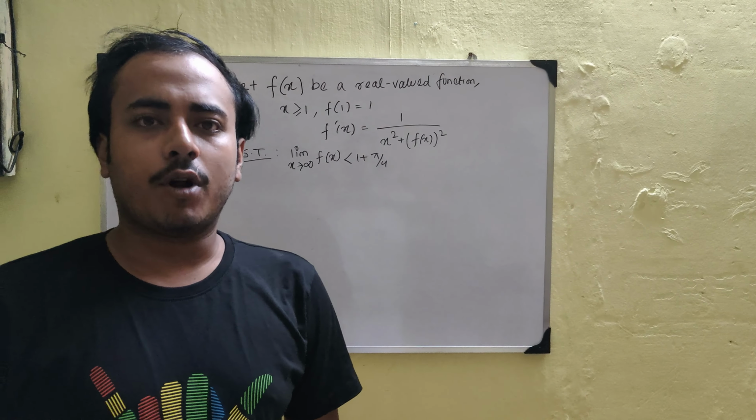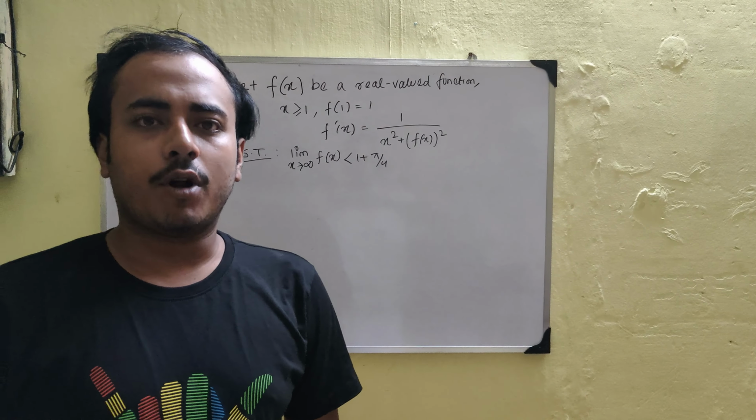Okay, so the problem states that let f(x) be a real valued function, defined for x greater than or equal to 1, and f(1) is given as 1. And we are given that the derivative is f'(x) = 1 upon x square plus f(x) whole square. And we have to show that the limit as x tends to infinity of f(x) exists and the value is 1 plus pi by 4.